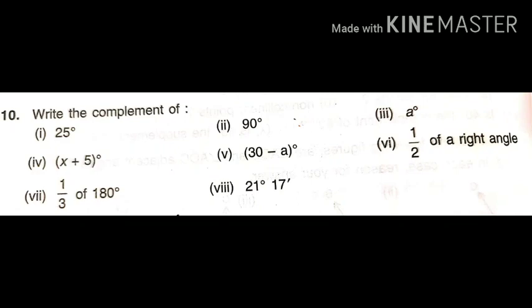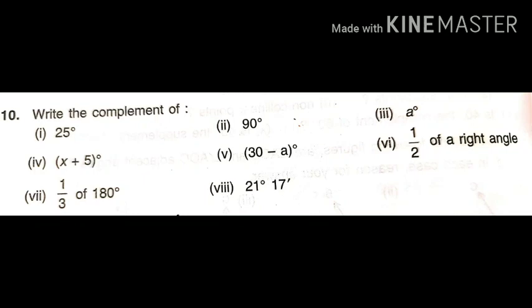Write the complement of. Many questions are given in question number 10, subpart 1, 2, 3. What you have to do in this? Complement of. Whenever two angles are making 90 degree, they are known as complementary angle, and the name of first angle and the name of second angle is complement. Okay, so they are complement of each other. So if first angle is 30 degree, then next angle will be 60 degree, then two angles we will plus, how much will come? 90 degree. So here 30 degree is known as complement of 60.